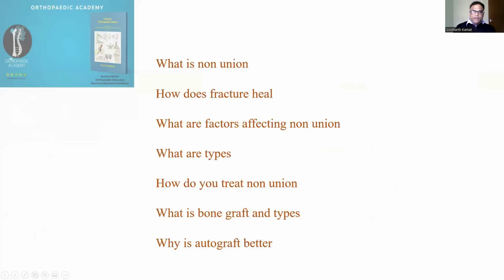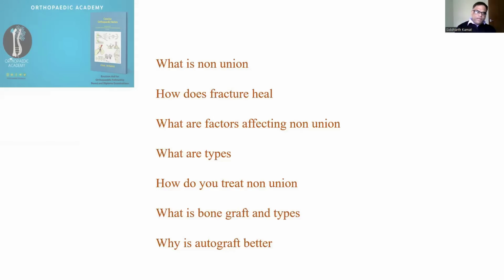Infective non-union needs debridement, culture of material and antibiotics, in addition to stability and augmentation. An important technique is Ilizarov, which helps debridement and the gap is filled with bone transport. It as well gives stability to the fracture.